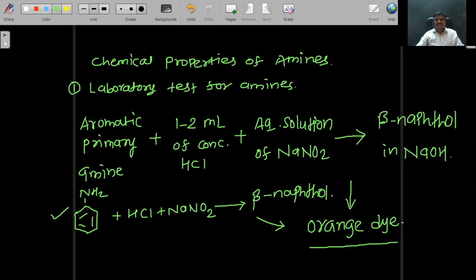So just keep in mind: aromatic primary amine plus concentrated HCl plus NaNO2, and the formed product is added to beta naphthol in NaOH. It gives an orange colored dye. So the presence of orange dye indicates a positive detection test for amine. These are the three basic tests for amines.